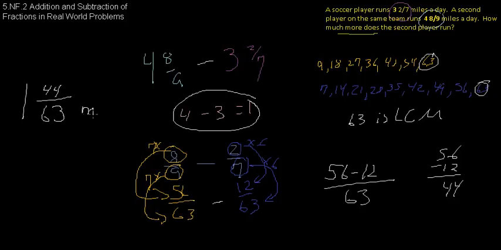63rds more miles a day. And again, looking at 44, I believe it only has 22 and 2 as its factors, whereas 63 is not even, and 22 is. So that is simplified: 1 and 44/63.